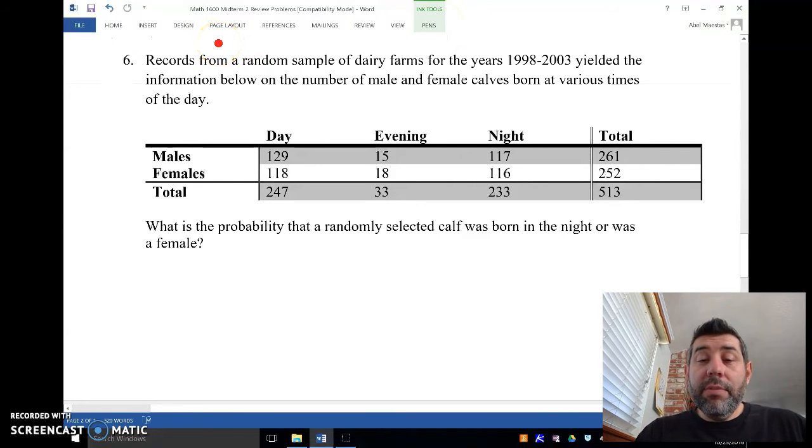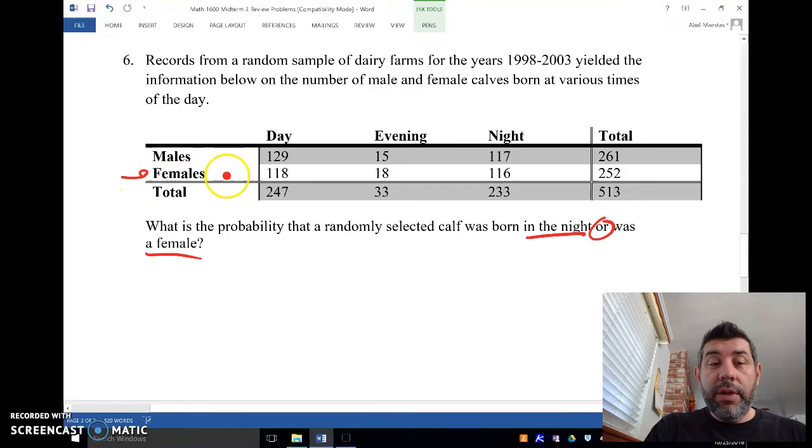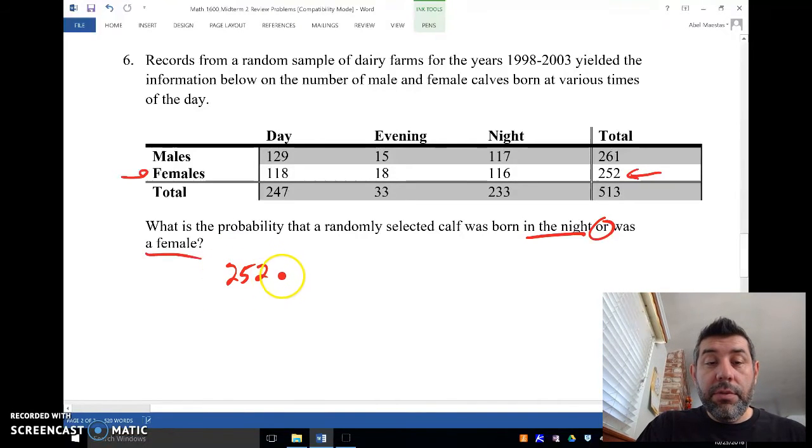What's the probability that a randomly selected calf was born in the night or was female? So here are the female right here. So this is this total here. So it could be female, which is 252, or all of the calves that were born at night, 233.